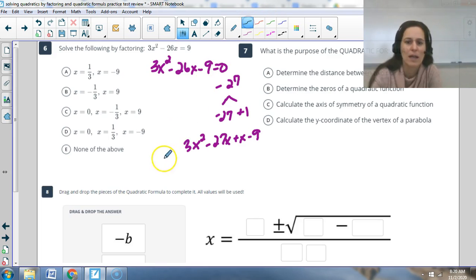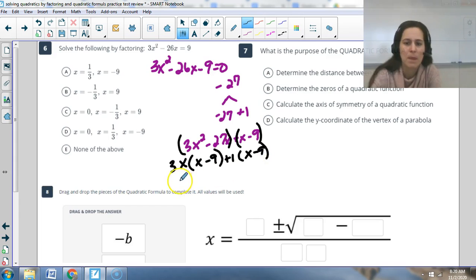And then we can go ahead and factor by grouping. So we have a 3x to take out, and you're left with x minus 9. And then we're going to factor out a positive 1 to keep the x minus 9 the same. And you're left with 3x plus 1 times x minus 9 equals 0.